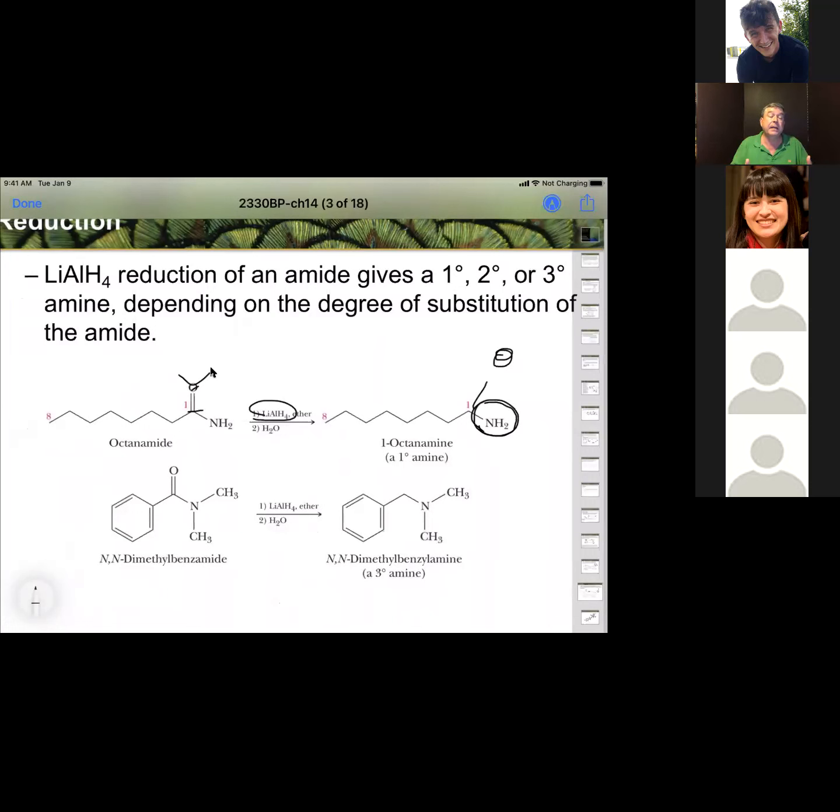okay? And we'll end up with whatever amine we had before. If we had a secondary amide, we're going to end up with a secondary amine. If we have a tertiary amide, we're going to end up with a tertiary amine. Because the only thing that goes away is reduced off as water, and we end up with two new hydrogens where that carbonyl was. All right, questions on that?